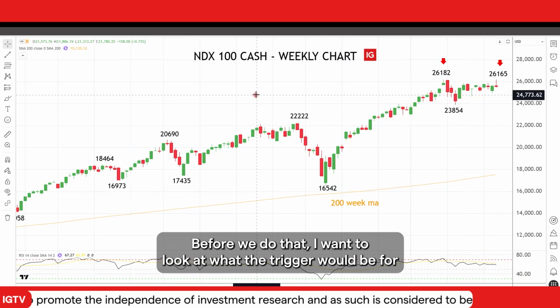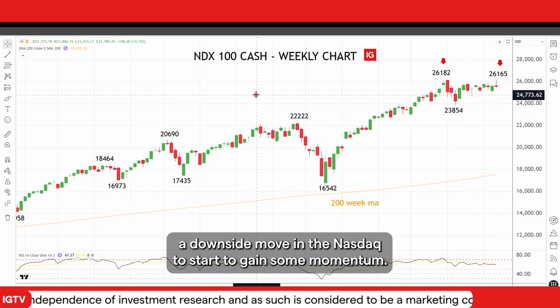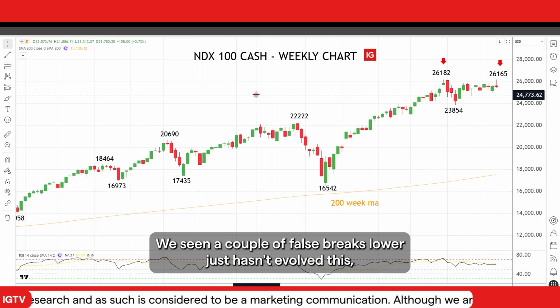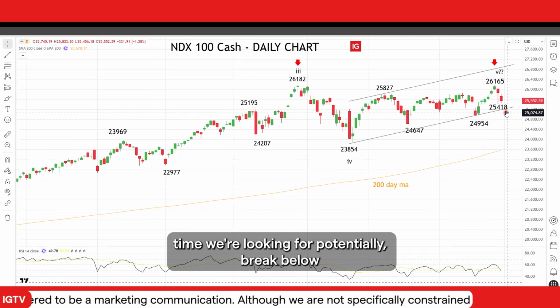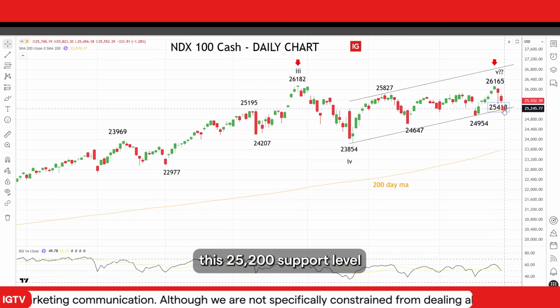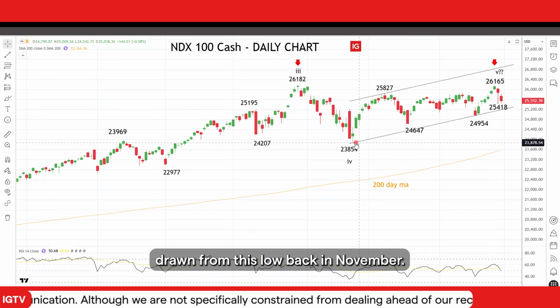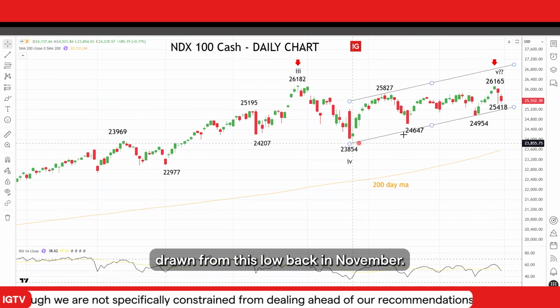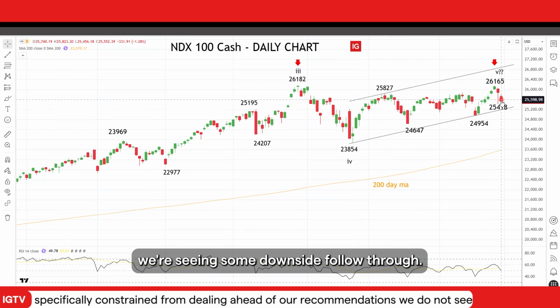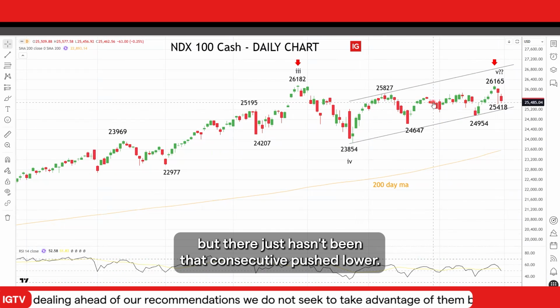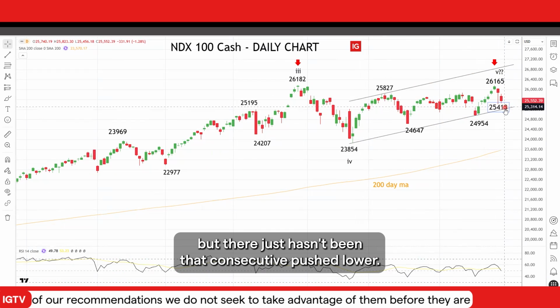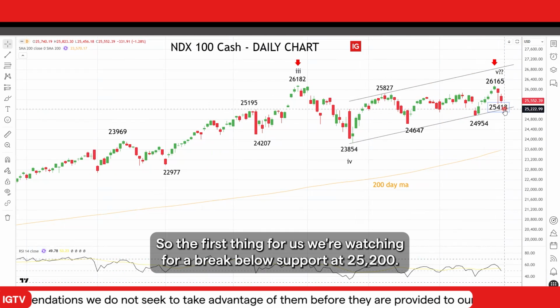Before we do that, I want to look at what the trigger would be for a downside move in the NASDAQ to start to gain some momentum. We've seen a couple of false breaks lower, it just hasn't evolved. This time we're looking for potentially a break below this 25,200 support level drawn from this low back in November. That would be an initial sign that potentially we're seeing some downside follow through. We've had one or two nights previously, but there just hasn't been that consecutive push lower. So the first thing for us, we're watching for a break below support at 25,200.